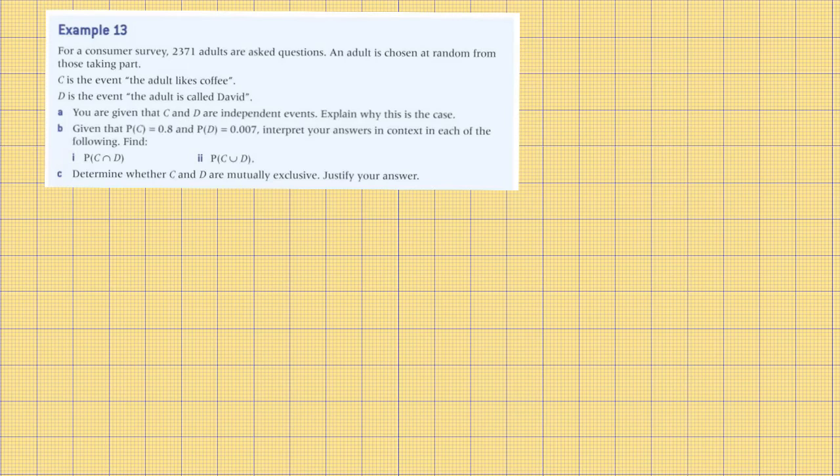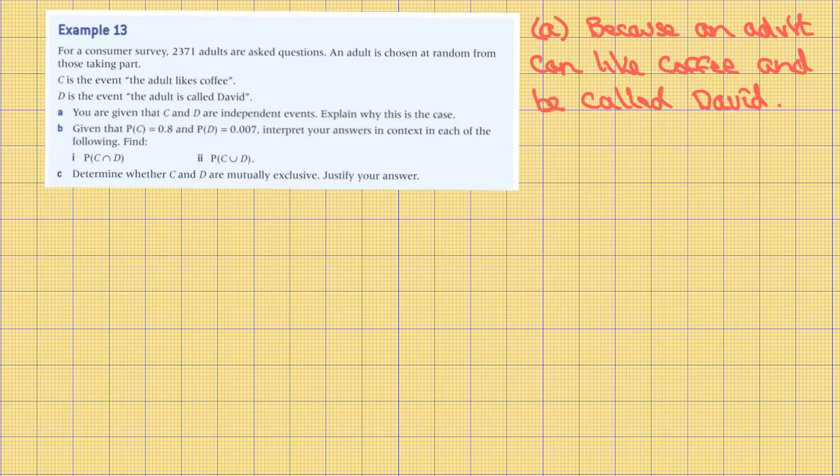A. You are given that C and D are independent events. Explain why this is the case. A. Because an adult can like coffee and be called David. Liking coffee and being called David do not affect each other.